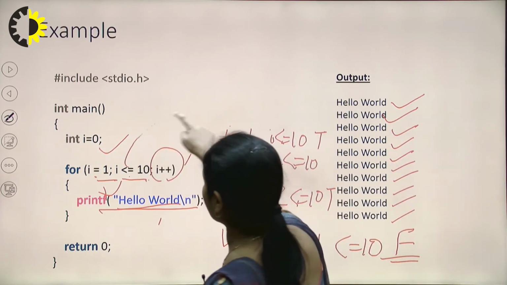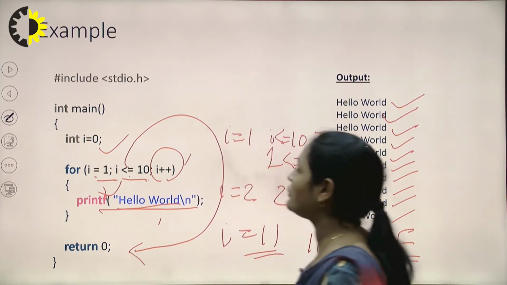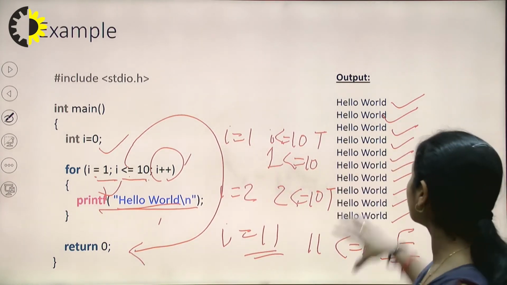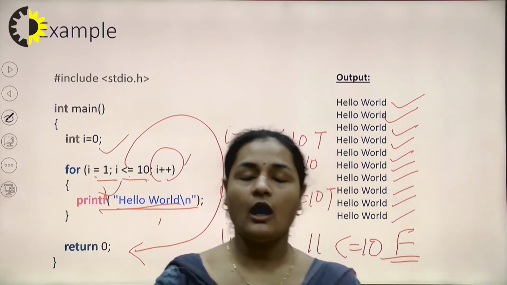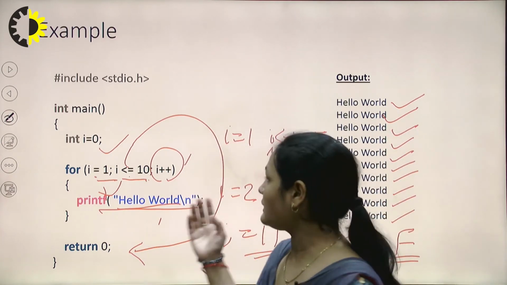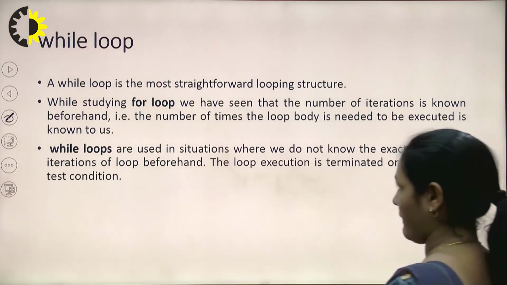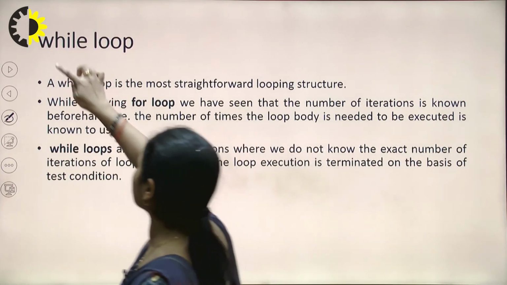And when the condition becomes false, it will come out of the loop. So hello world is printed 10 times. So this is the concept of how we use the for loop in C language. Now the second loop is the while loop.